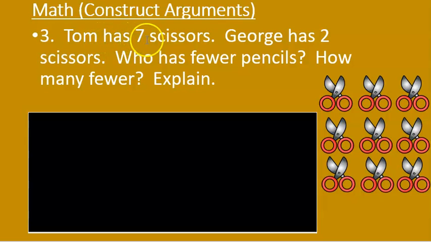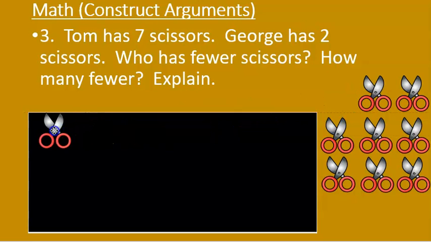So Tom has 7 scissors. Read now with Mr. Begay. George has 2 scissors. Who has fewer scissors? Okay, now who has fewer scissors? How many fewer? Explain. Now, first graders, let's go sentence by sentence now and break this apart. Let's read from here. Tom has 7 scissors. How many scissors does Tom have? 7.